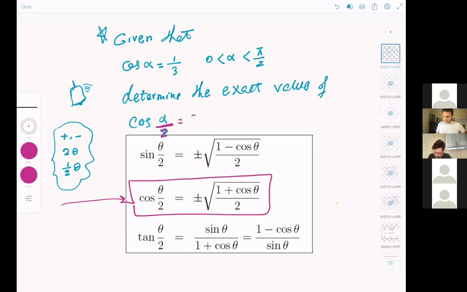Equal to plus minus radical of 1 plus cosine of alpha over 2. So that I picked the right formula. We have half angle for sine, half angle for cosine, half angle for tangent. So I picked cosine because they asked cosine.